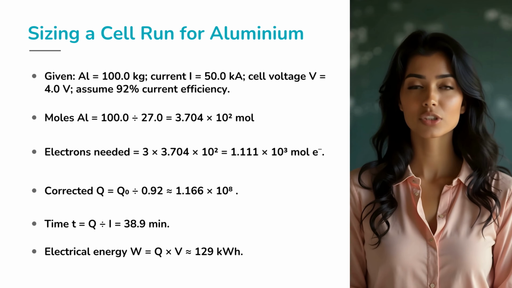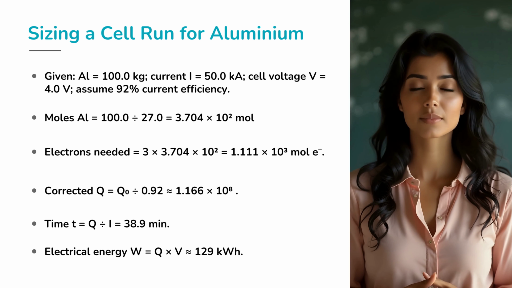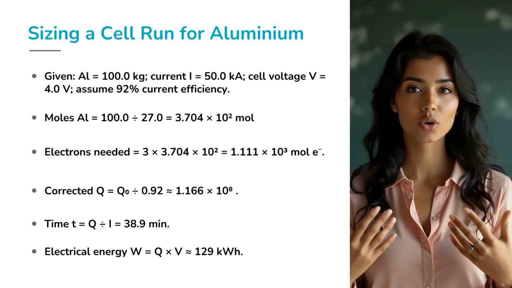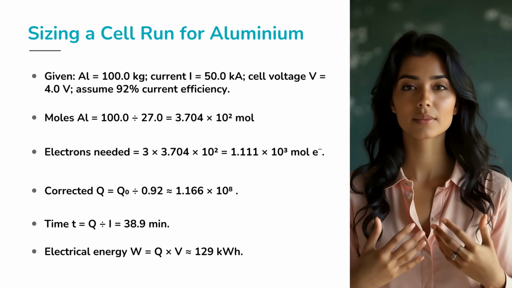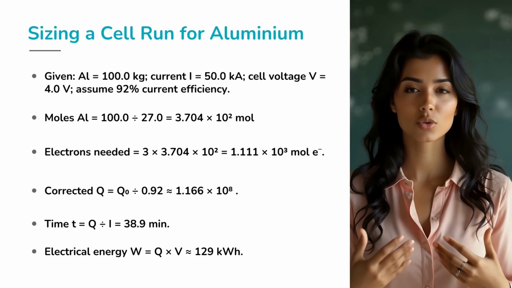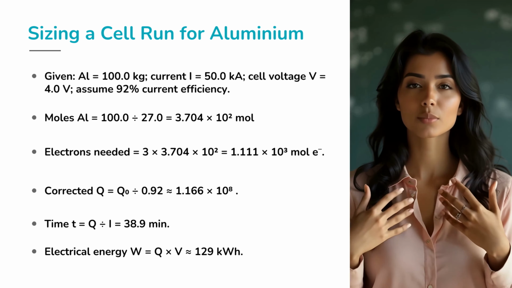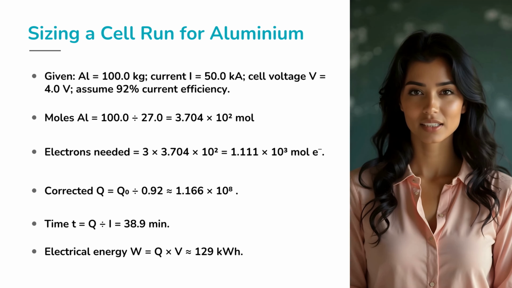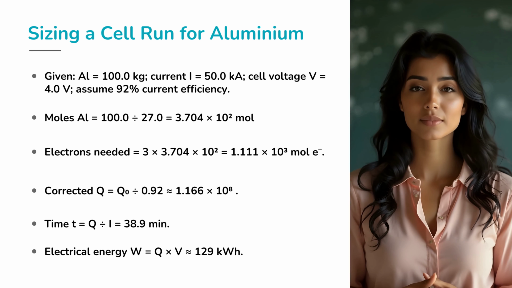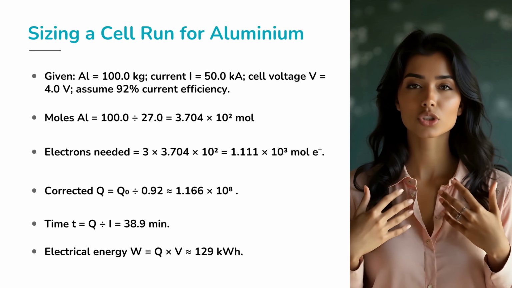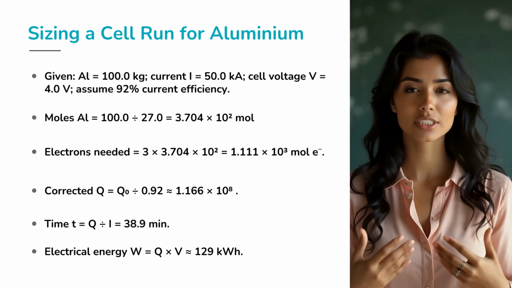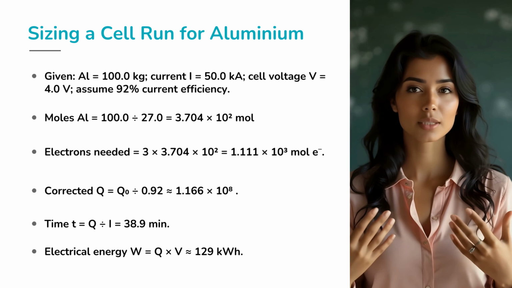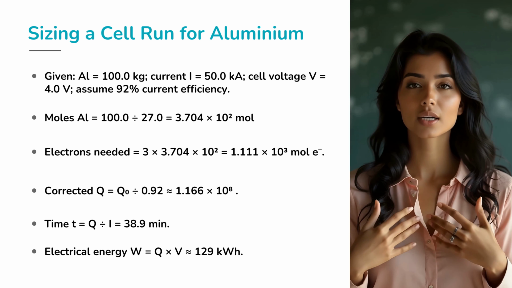96,485, about 1.07 × 10⁹ coulombs. Adjusting for 92% efficiency, corrected charge is equal to 1.17 × 10⁹ coulombs. Step 3. Time is equal to Q divided by I is equal to 1.17 × 10⁹ divided by 50,000, about 23,400 seconds, or about 39 minutes. Step 4. Energy is equal to Q times V is equal to 1.17 × 10⁹ times 4, about 4.66 × 10⁹ joules, which is about 129 kilowatt hours.